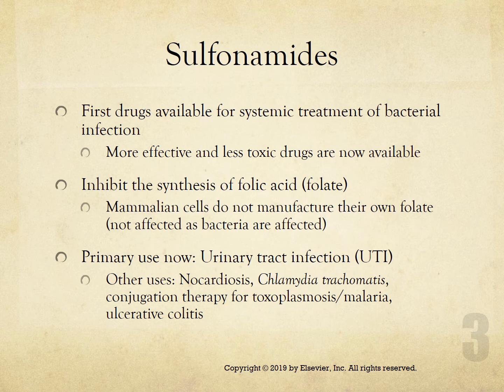Sulfonamides were the first drugs available for systemic treatment of bacterial infections. But of course, we have many other classifications and drugs to use that are more effective and less toxic. They inhibit bacterial growth through not allowing the cells to manufacture folate. And since we have more effective drugs for other infections, it is primarily used now for UTIs.